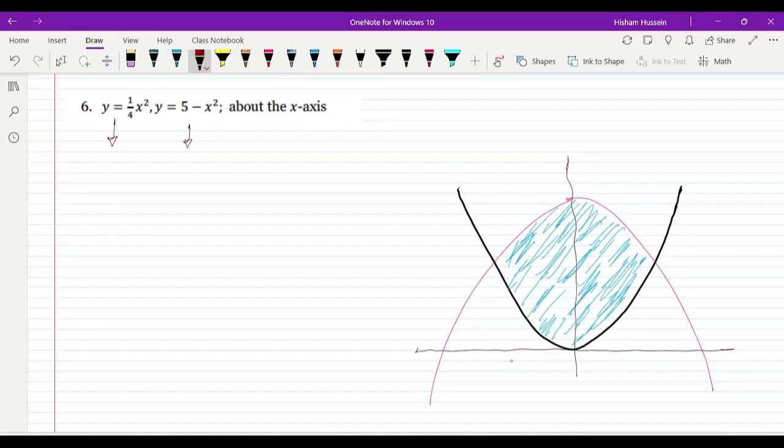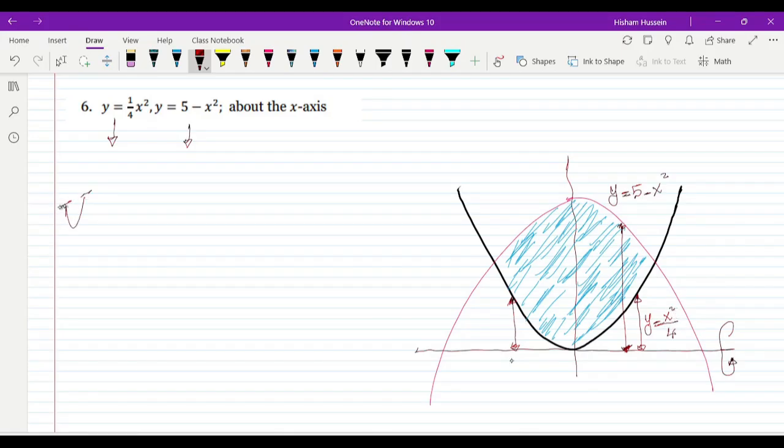Here we have two radii. This is the first radius. Here we are going to rotate about the x-axis. This is the larger radius and this is the smaller one. The larger radius is the curve y equals 5 minus x squared. The smaller one is y equals 1 over 4 x squared, which is the same as x squared divided by 4.